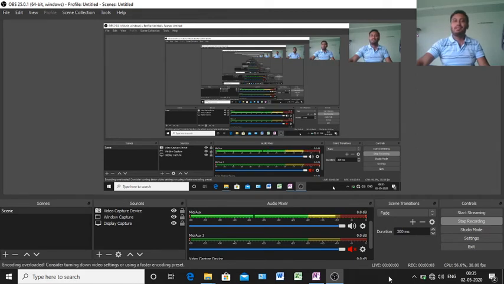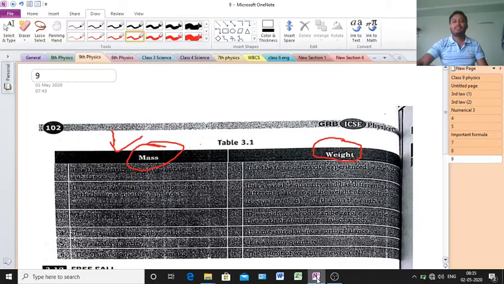So this is the last part of the theory of the Newton's laws of motion chapter. Not gravitation, Newton's laws of motion chapter. Clear? That is the last part. So don't delay. Let's proceed to the session.